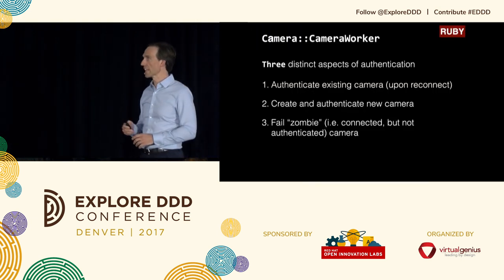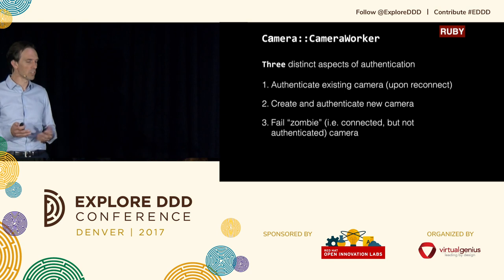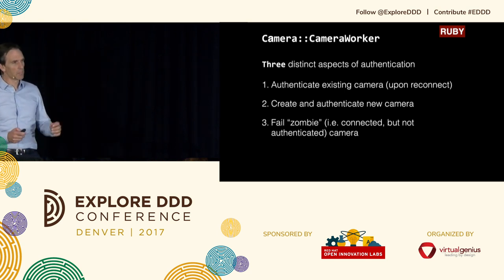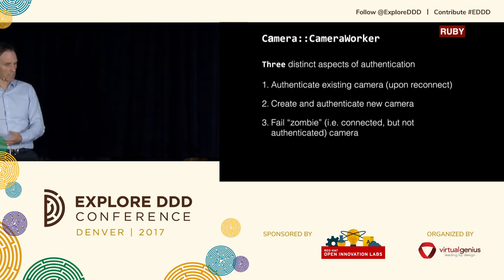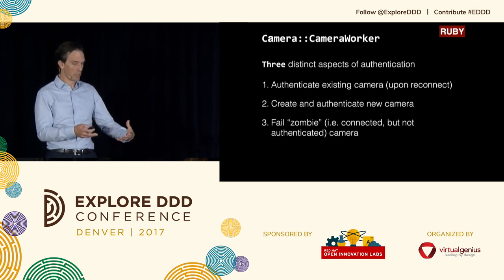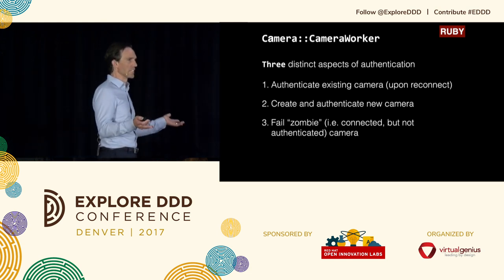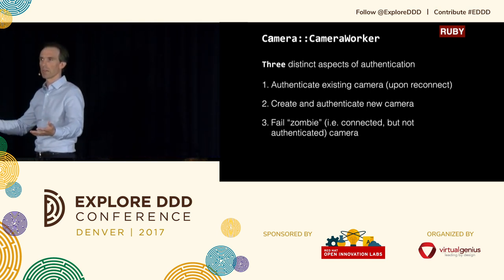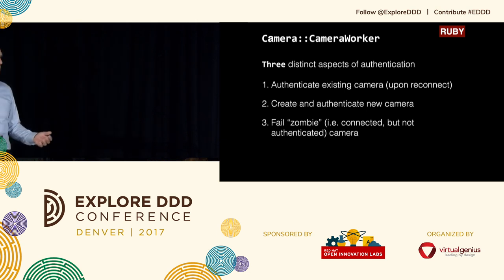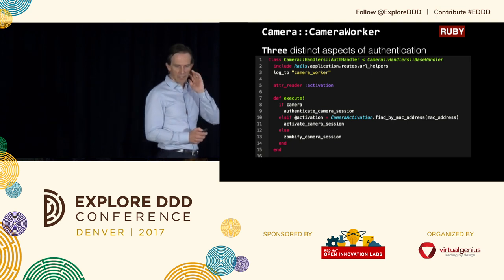We noticed with the camera worker, the authentication was actually three different kinds of things that were going on, right? So one was, if there's a camera that's already been enrolled that Nexia knows about, we need to enable that camera to reconnect and authenticate it. Secondly, we need to be able to enroll a camera, right? To create and authenticate a camera that Nexia has never heard of before. And then here's the reveal on what a zombie is. A zombie is a camera that has connected to Nexia because they connect automatically, but it's never actually been authenticated. So there's some camera out there, someone's basement, that's plugged in, that's talking to Nexia, but the owner has never actually enrolled it.